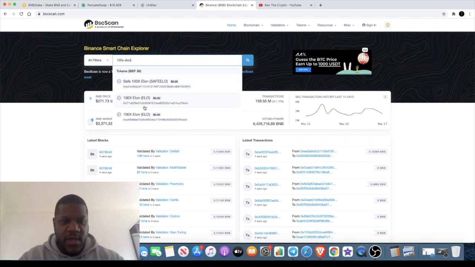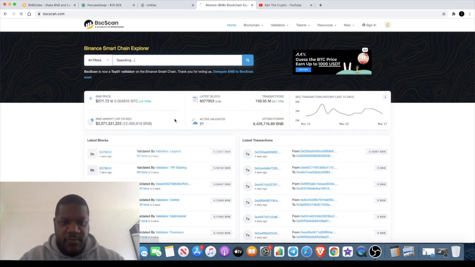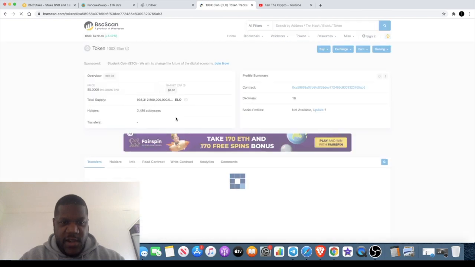But there's a couple here. A couple of 100X Elons. Now, this is the correct one, with AB3 on the end. The contract ends with AB3. So this is the correct contract.